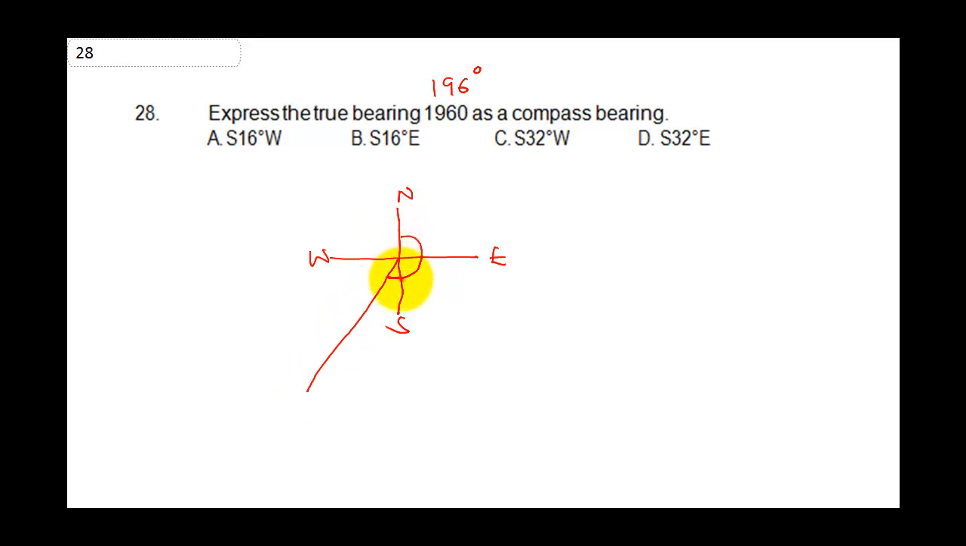So now from here to here is 180. This place is 196. To get this angle here, it is going to be 196 minus 180, and that will give us 16 degrees. So our final answer, reading from the south, is going to be south 16 degrees west. You always read clockwise. So this is our final answer, and the correct answer here is option A.